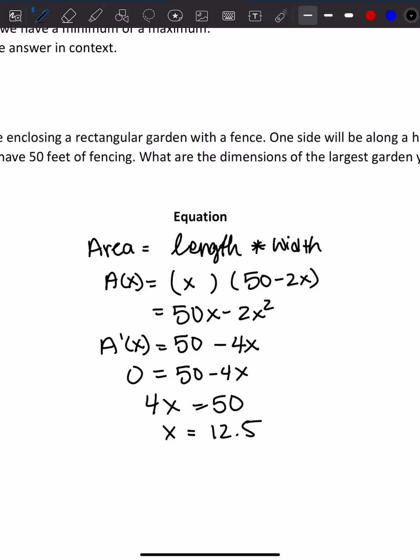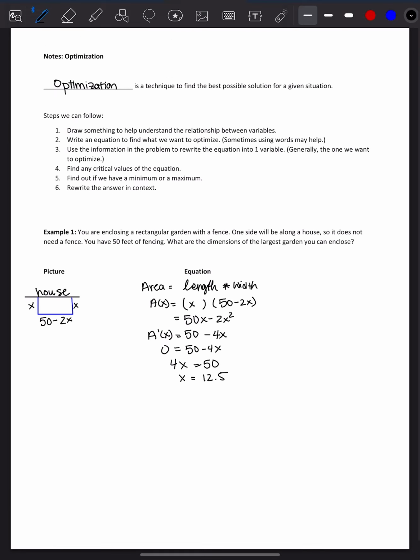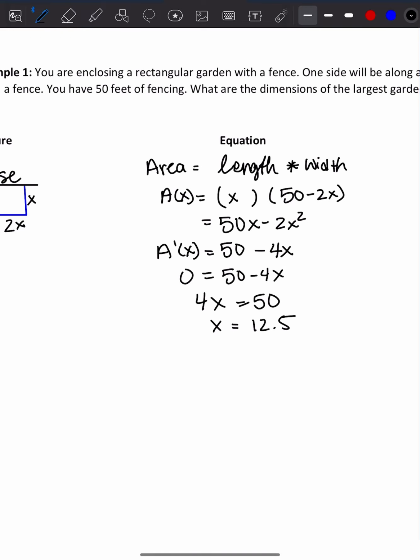Now we need to figure out, is this a maximum or a minimum? Our critical point doesn't necessarily tell us that; it's just saying this is where our derivative gives us a slope of 0, or this is where our function has a slope of 0. So we need to decide if it's a maximum or minimum, and we can do it in many different ways. Because we want this to be the largest garden possible, we may want to do the absolute maximum or minimum, but you could also use increasing versus decreasing. We just need to do something.